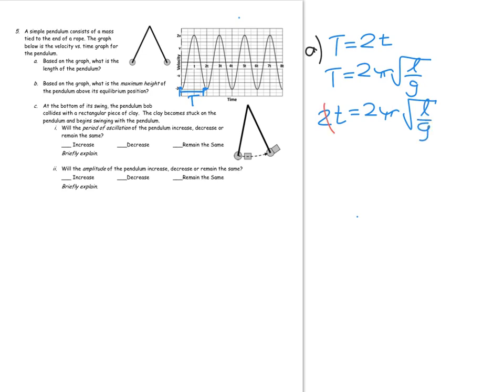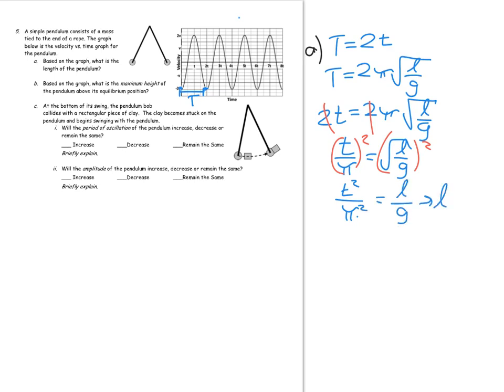The 2's will divide out there. I'm going to divide by pi, and so I end up getting t over pi is equal to the square root of L over G. I can go ahead and square both sides, and I get t squared over pi squared equals L over G, which means that L, when I rearrange and solve for that, is going to be g t squared over pi squared.